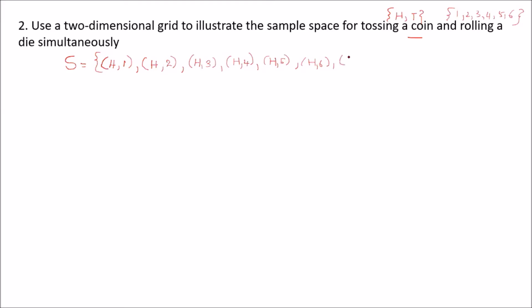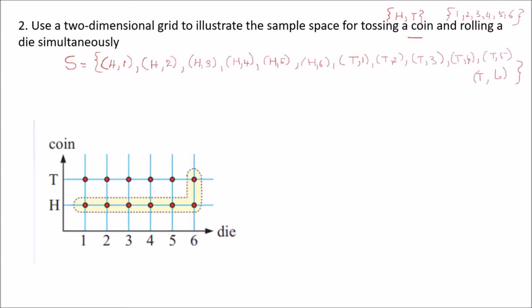Or from the coin we obtain tail. When we toss the coin we obtain tail, and from the die we get 1. Or tail and number 2. Next one, tail and number 3. Next, tail and number 4. Next, tail and number 5. Obtaining tail and number 6. These are all the possible outcomes when we toss a coin and roll a die. Now here we did 2 experiments. Like this we can represent it using a 2-dimensional grid.